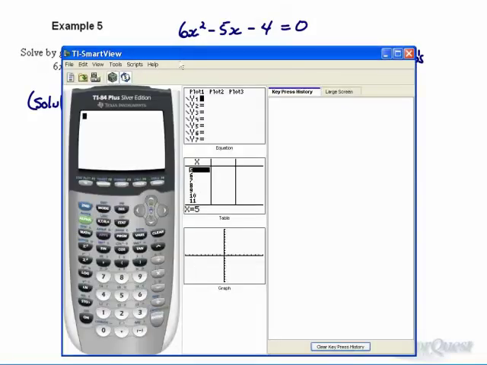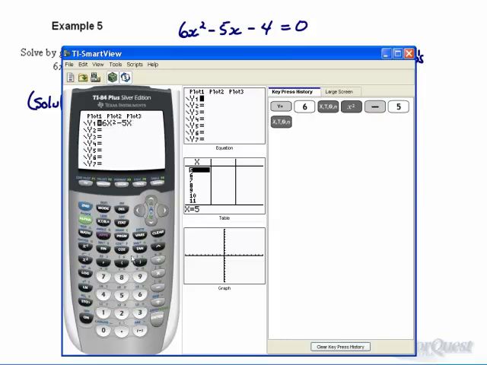What we're going to do is just enter the equation into our equation editor. So press y equals, enter in 6x squared minus 5x minus 4.